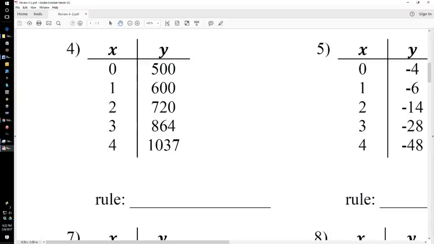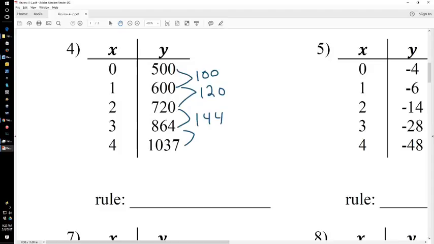Alright, we're going to do numbers 4, 5, and 6 here real quick. Basically, remember, we are trying to determine whether these are linear, exponential, or quadratic. So we're just going to run them through the paces and see what we find. I'll start off by subtracting. 600 minus 500, that's 100. 720 minus 600, that's 120. 864 minus 720, that's 144. So we can tell it's not linear already.